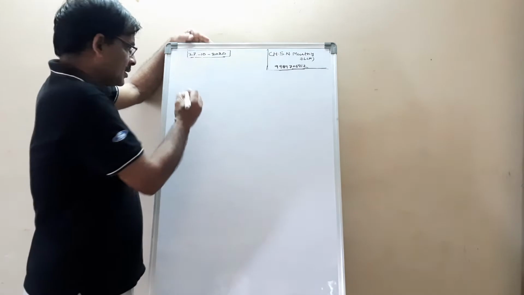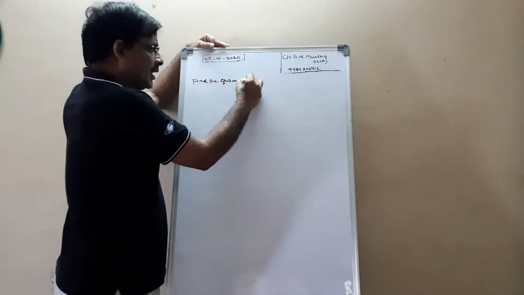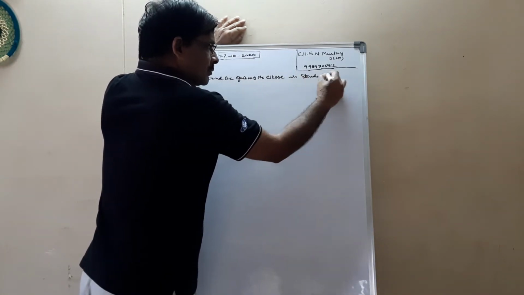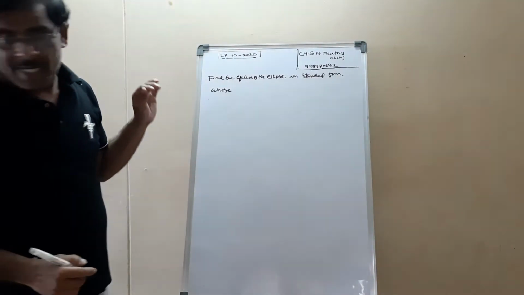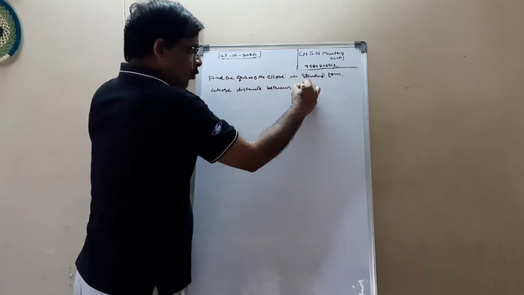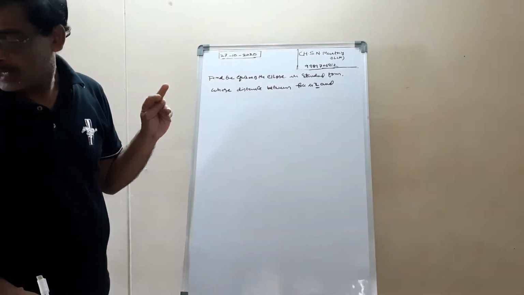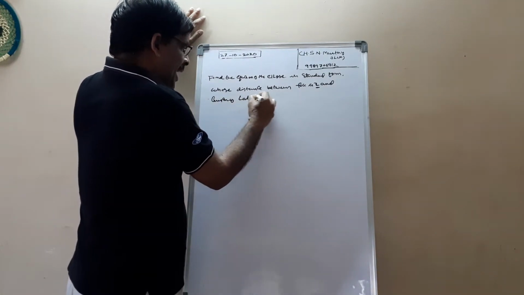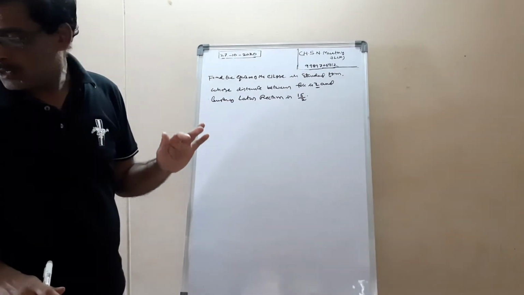This is a very important problem in our ellipse chapter. Find the equation of the ellipse in standard form whose distance between the foci is 2 and length of latus rectum is 15 by 2.